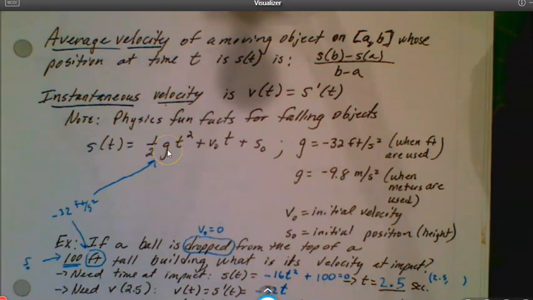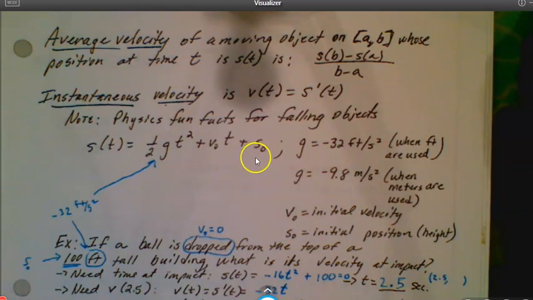A couple things to note. The g is our gravity constant. So if we're talking about falling objects here, obviously gravity has to factor into that. So this is our gravity constant. When you are in feet per second squared, we're using this guy. And when you're in meters, we're going to be using this guy. Okay, and then v sub 0 would be our initial velocity, and s sub 0 would be our initial position.